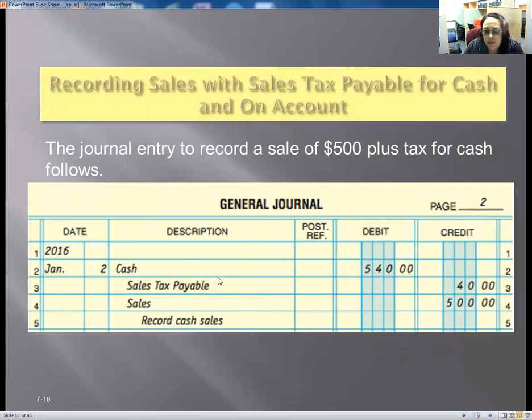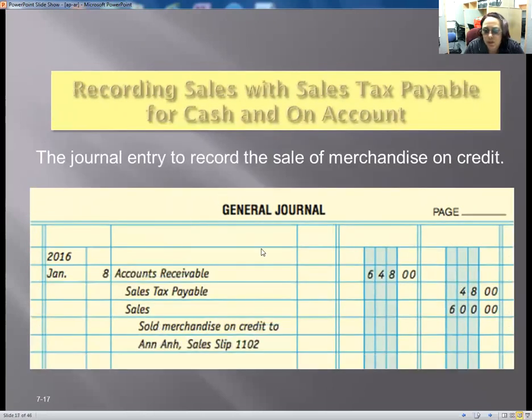Now, you could break this down a little bit more and record cash sales with a ticket number if you wanted. That's totally up to you. The more detailed, the less you have to research. The journal entry to record the sale of merchandise on credit. Now we're just doing the same thing, but it is a receivable. They're actually putting it on their account. So instead of debiting cash, you debit your receivables.